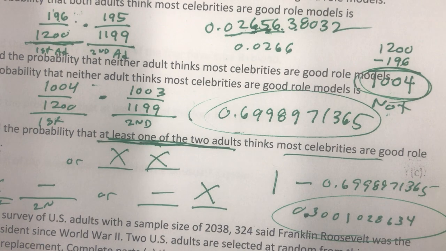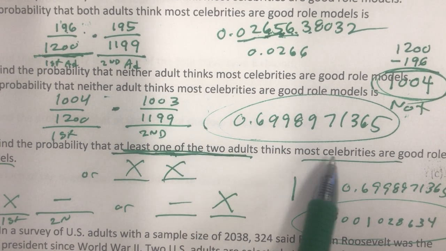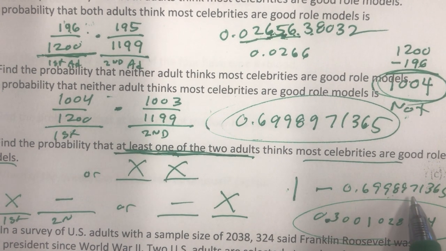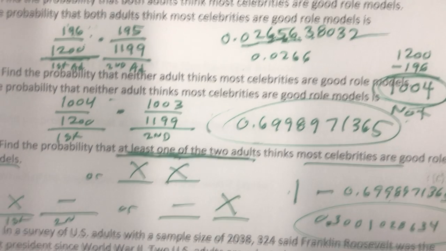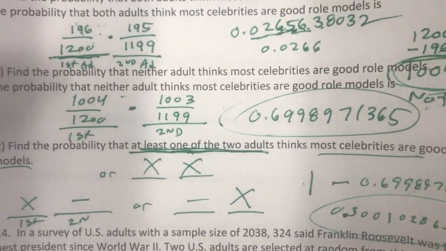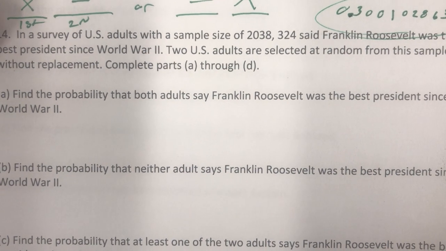Okay, so again, if at least one of them thinks celebrities are good role models, that's going to be 1 minus none of them think they're good role models. Okay? All right, we'll go on to the next one here. If you don't understand that, you have an issue with it, contact me. I'll try to explain it further to you, okay?